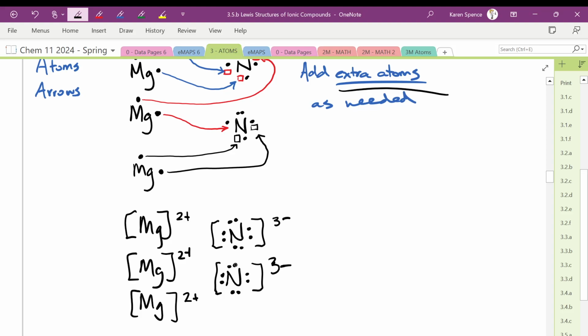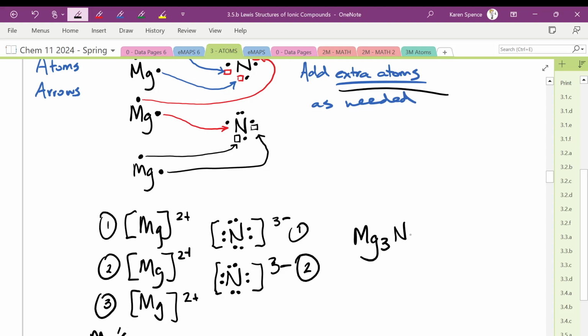The formula now is Mg, I have 1, 2, 3 Mgs. So I'm going to write Mg, 3. And I have 1, 2, N, so I'm going to write N, 2. Mg3N2, and its name is magnesium nitride.